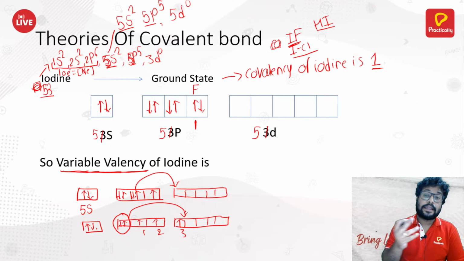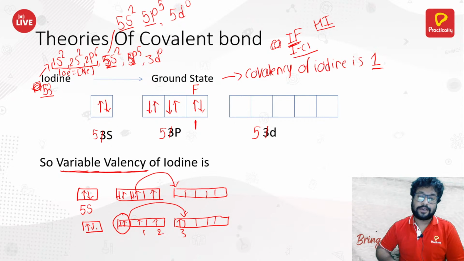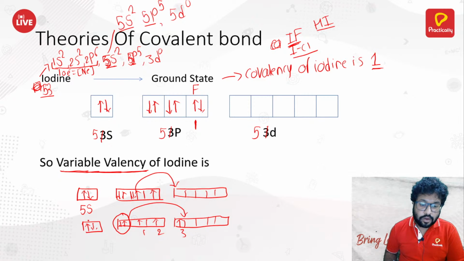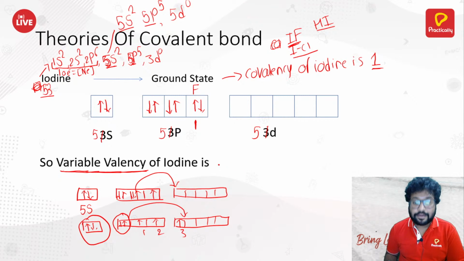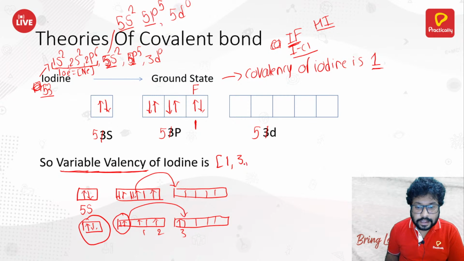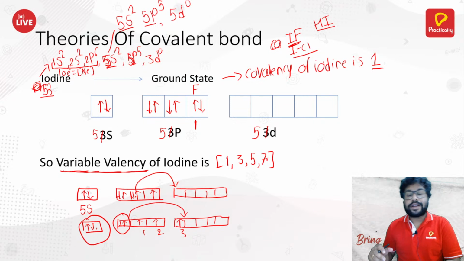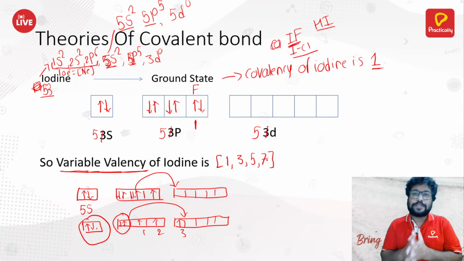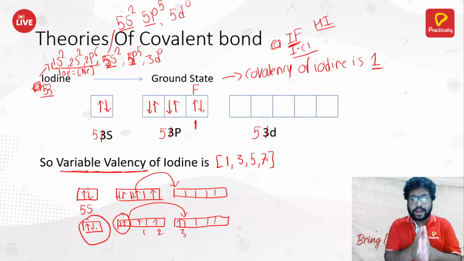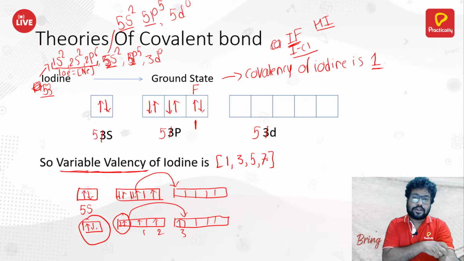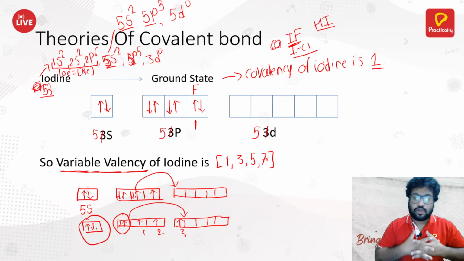Then there comes the third excited state where this pair will also get promoted to here, and then you will have covalency 7. So the variable valencies of iodine are 1, 3, 5, 7. Okay, so what did you observe? The variable valencies between sulfur and iodine. Chlorine also shows in a similar way. Instead of iodine, you can also take chlorine there.